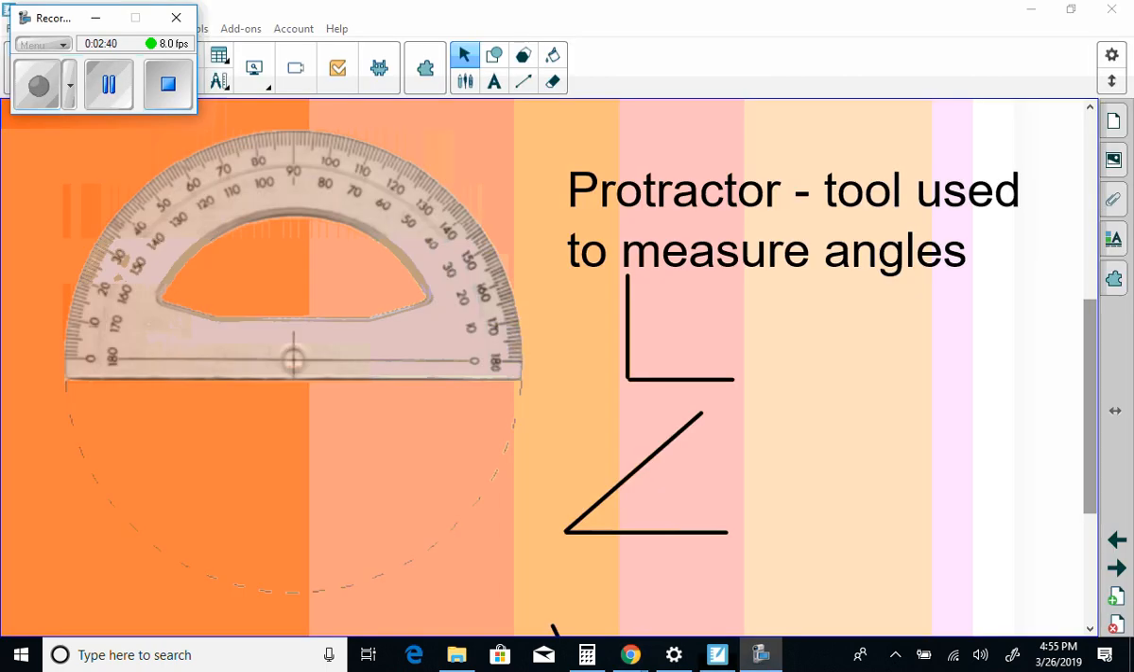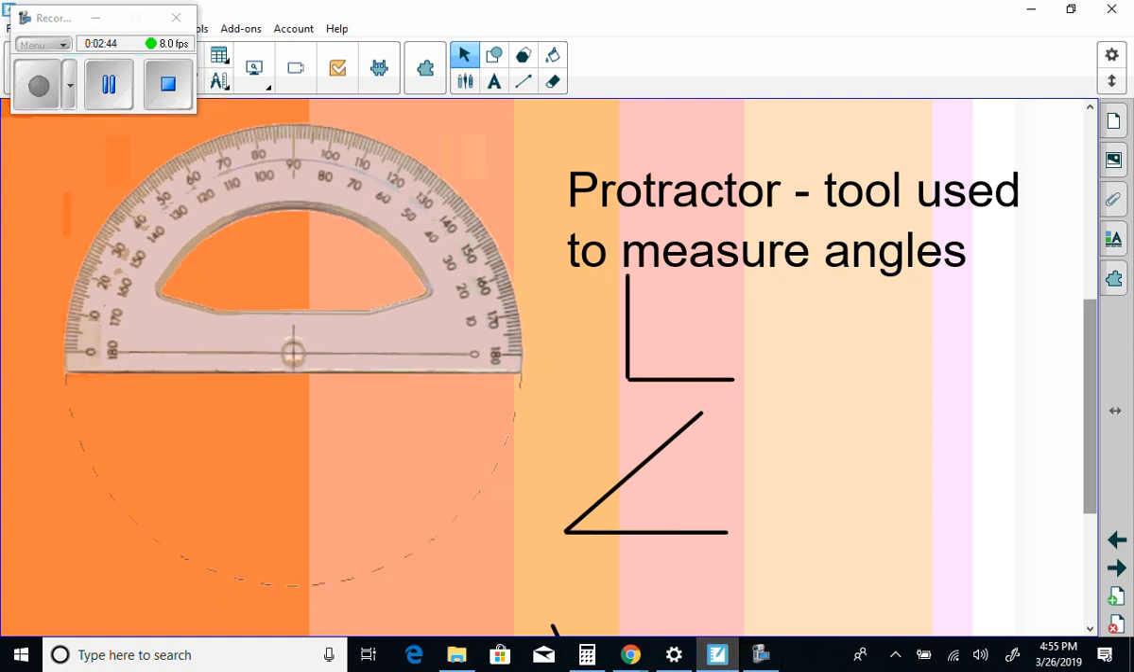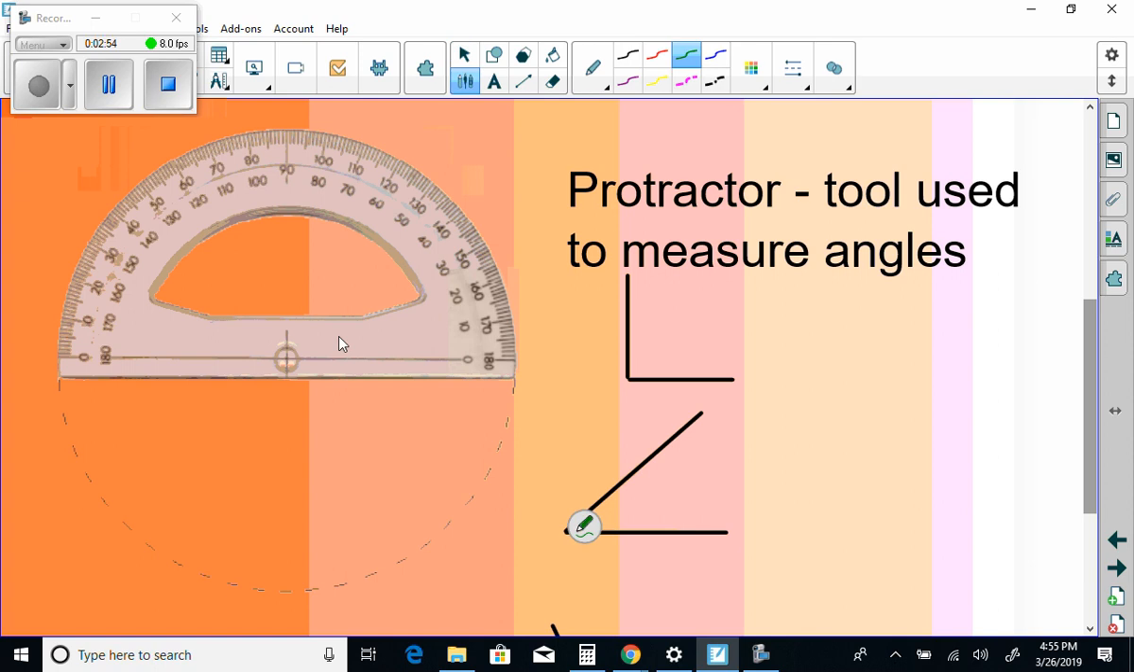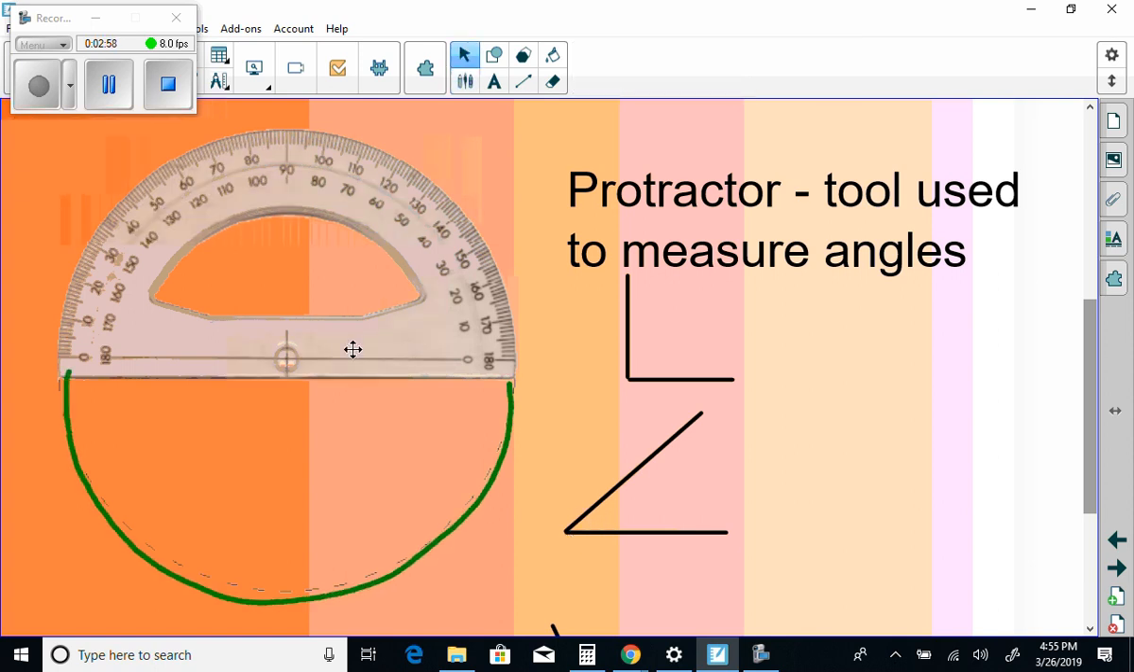The tool that we use to measure angles is called a protractor, and that's this beautiful thing right here. As you can see, this particular protractor is half a circle. You can see the dotted lines down here that show it's based on a full circle. So that's where protractors come from, and that's why angles are named the way they are.